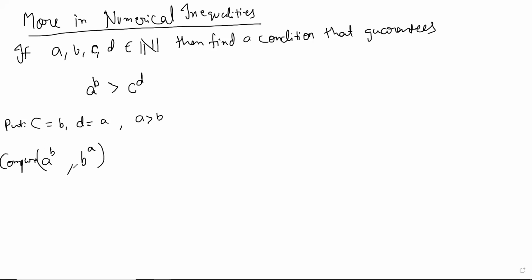Here we know, actually, I mean, we have not proved it, but we know a to the power b is less than b to the power a, right? We had checked some examples and we were kind of convinced. So this is one of the conditions. A is bigger than b alone is not a condition at all, but in the simple case where C is equal to B and D equal to A, we can always say this. So today we are going to prove this.